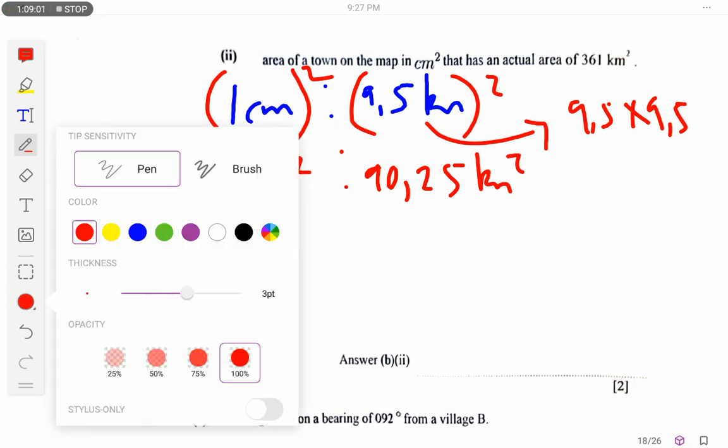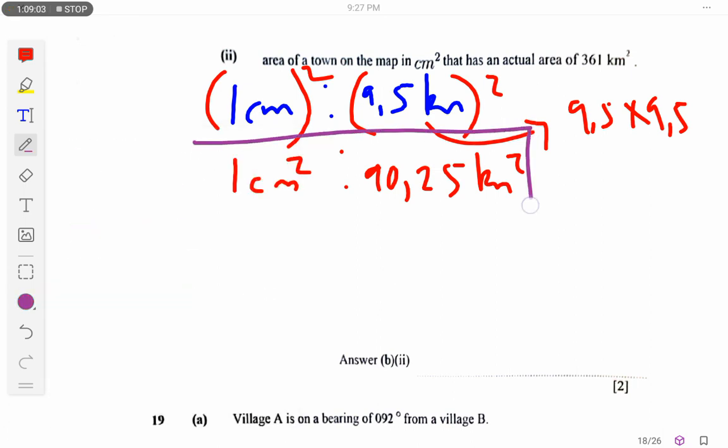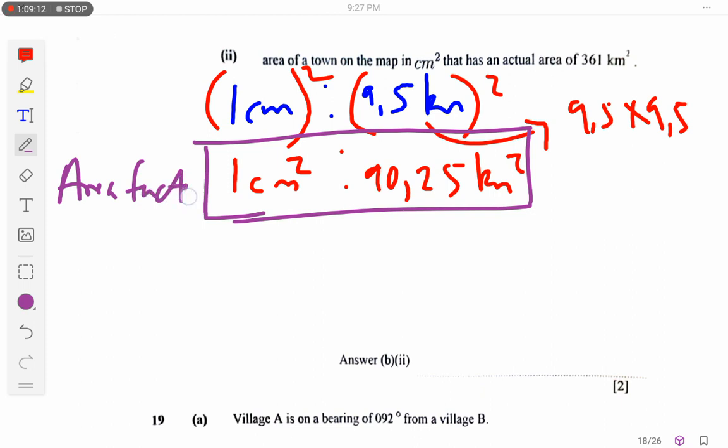So we have a new ratio here of area. Now we are using an area factor. This is more like an area factor. So when we have our area factor, we are given that the actual area is 361 kilometers squared. What about on the map? It's going to be more than 1 there.